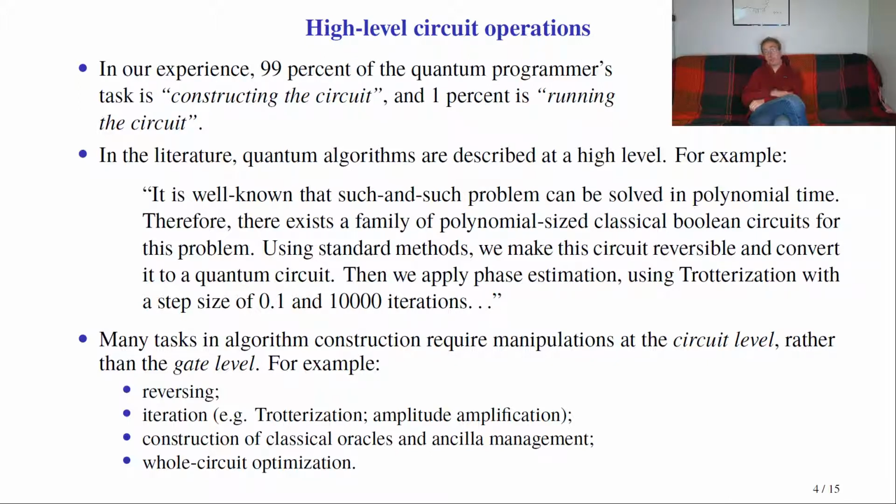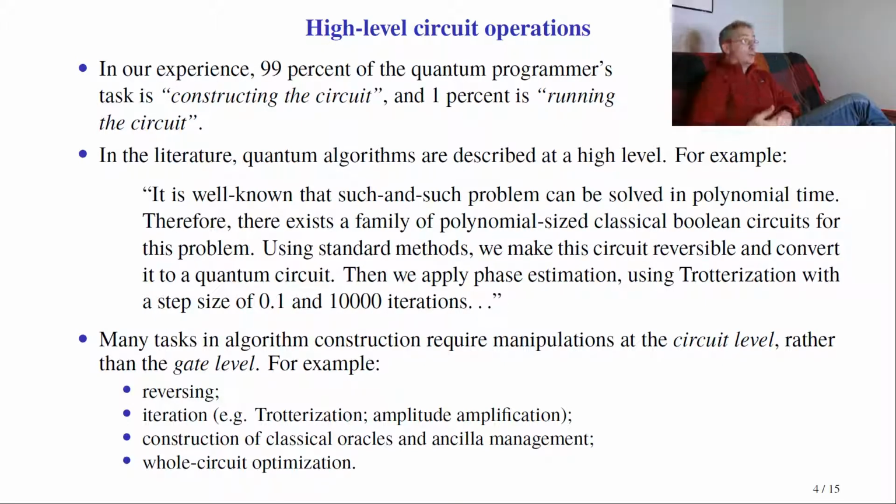For example, someone might be telling you, such and such problem can be solved in polynomial time. Therefore, there exists a polynomial family of classical circuits for this problem. Using a standard trick, we can turn these into reversible quantum circuits. And then we apply another method to the circuit, for example, phase estimation. And what it means is that most of the description of a quantum algorithm is usually by describing transformations on entire quantum circuits, rather than talking about individual gates.